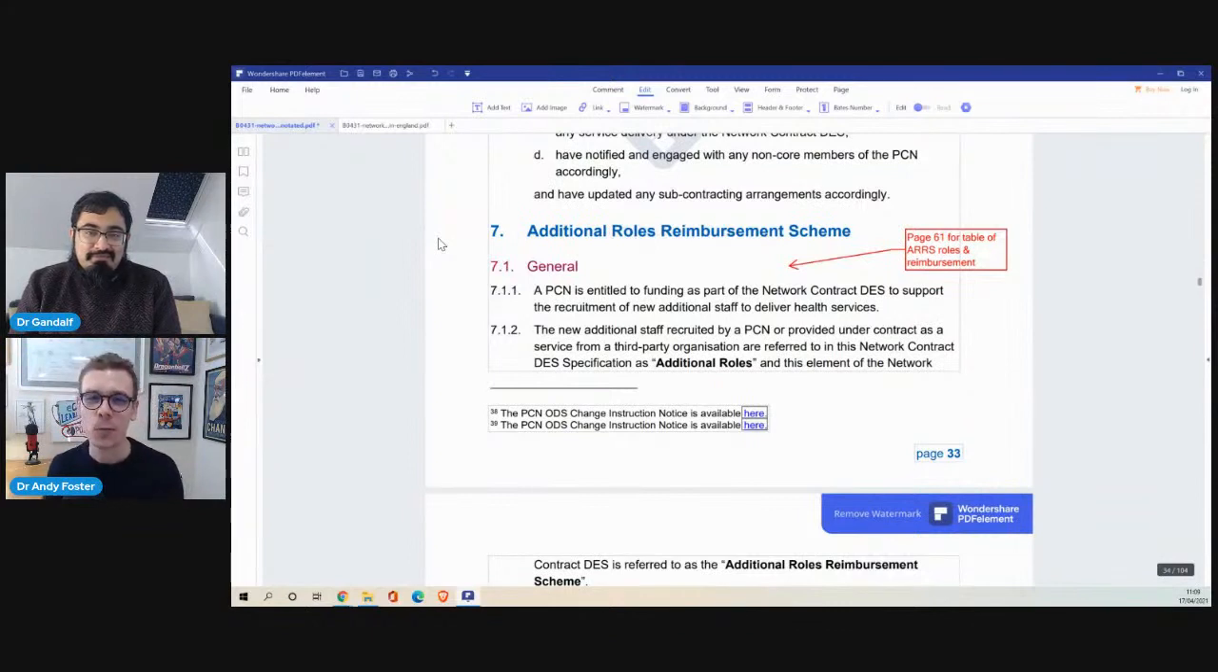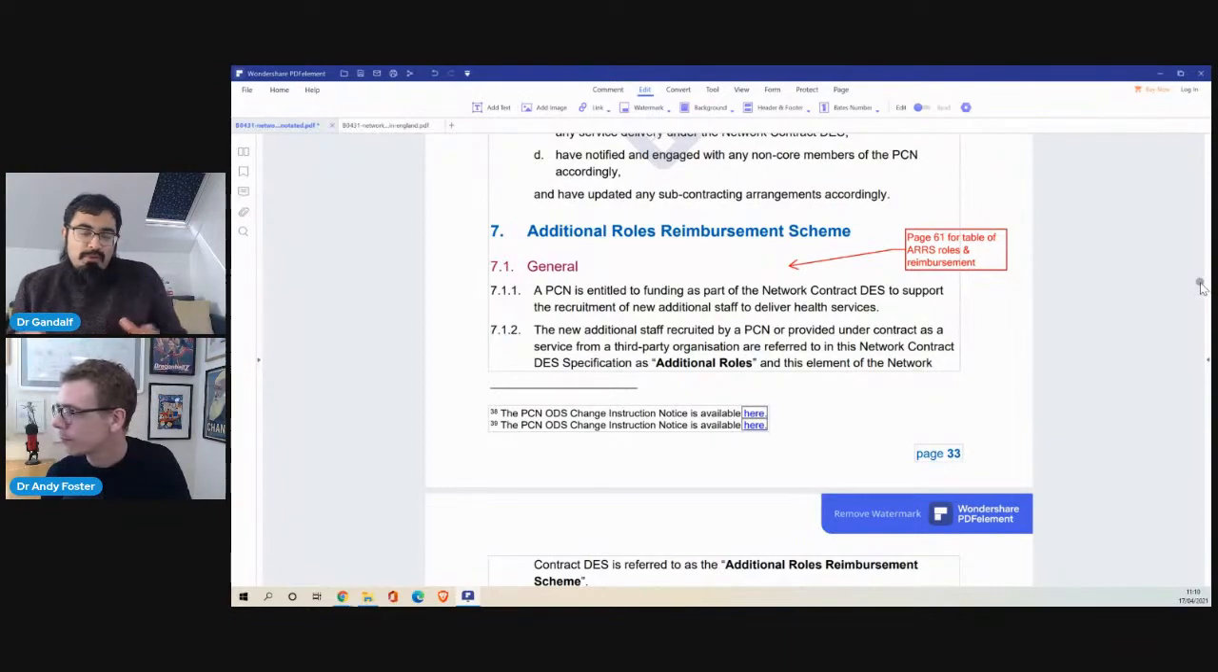So we got there. This is where I think the meat and bones of what people are probably going to be interested in, for day-to-day running and moving their primary care networks forwards. So off we go. Additional roles reimbursement scheme. I made a note for us to go to the table here, Gandhi. Shall I scroll down there? Yeah, I think so.